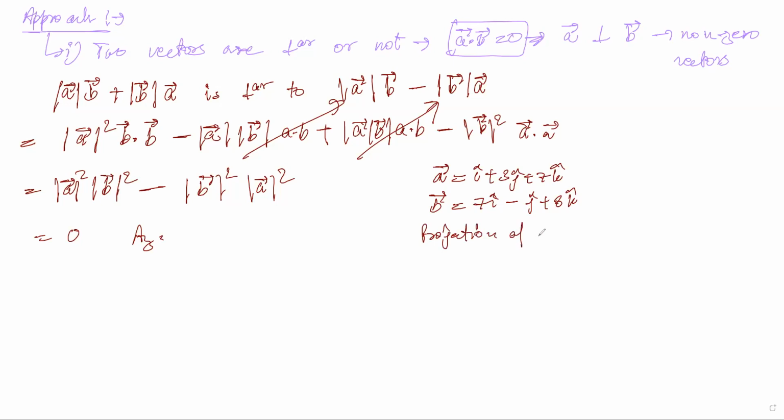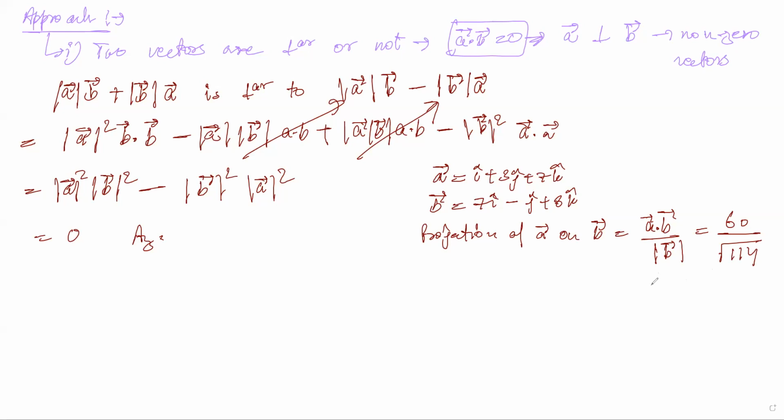It is a dot b by modulus of b. And the value would be 60 by root 114, which is 60 by 2, equal.